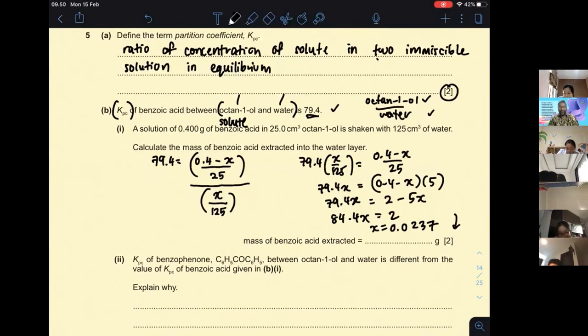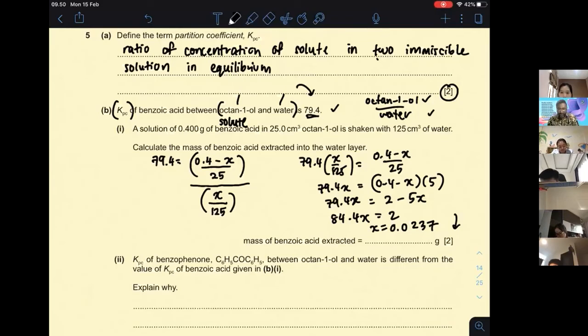Or maybe in some questions, they will require you to think about it. Like this is 79.4. I think rather than thinking, they will just ask you to, because sometimes you need to think, like if you have the value 79.4 compared to having it in decimals, it means that the benzoic acid dissolves more in octan-1-ol compared to water. So that is our thinking. Benzoic acid dissolves more in octan-1-ol compared to water according to the question.